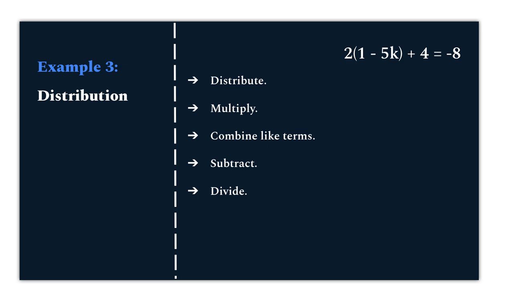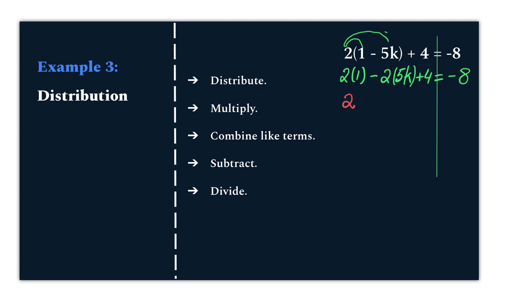Okay, again, we're going to evaluate our equation, and we can clearly see there's a distributive property, which means 2 is multiplied by 1 and 2 is multiplied by negative 5k. Let's go ahead and distribute first. 2 times 1 minus 2 times 5k plus 4 equals negative 8. Okay, let's go ahead and multiply.